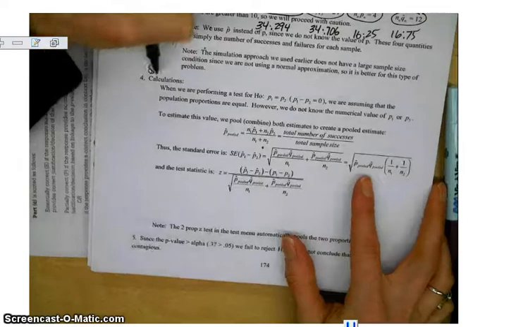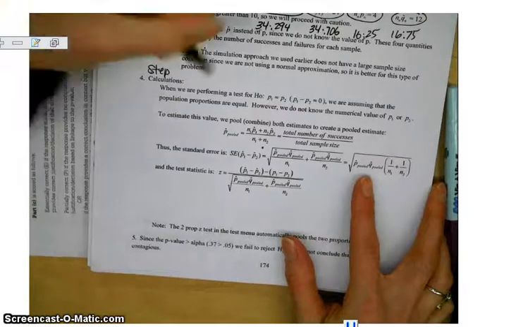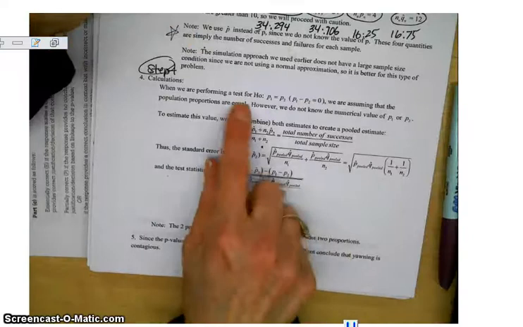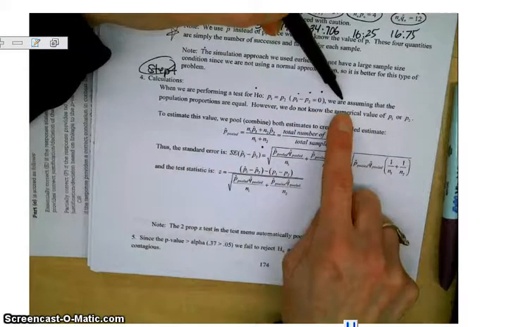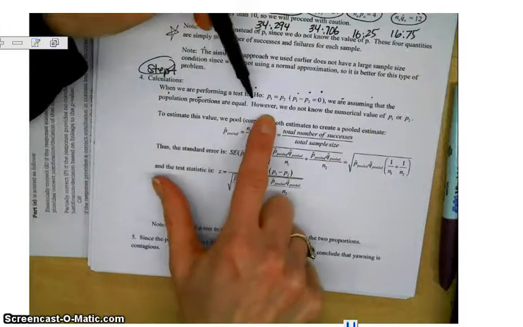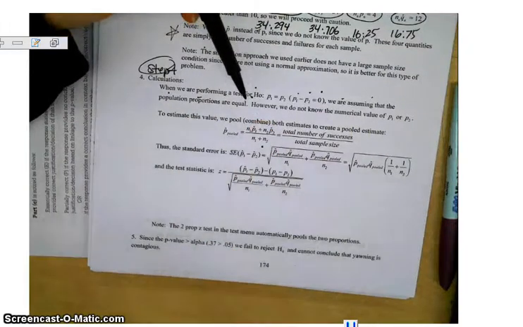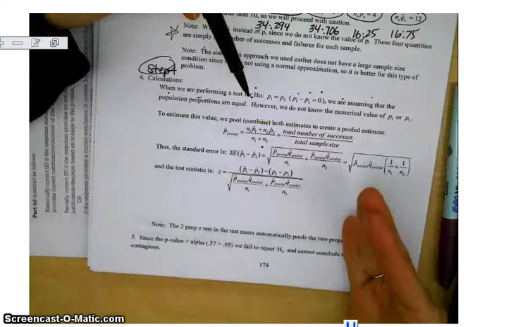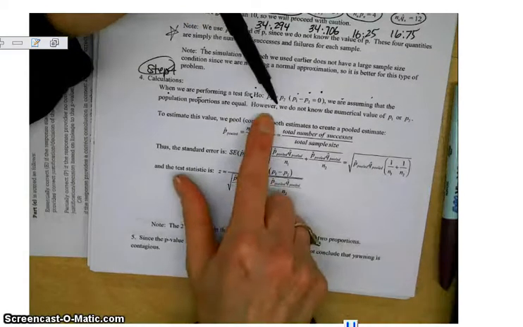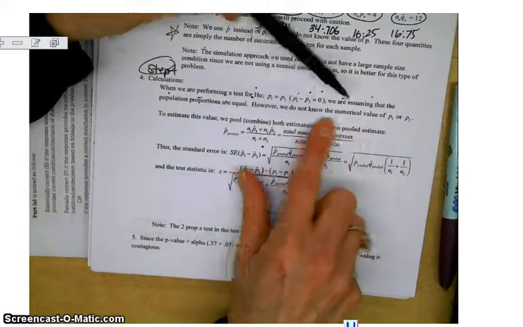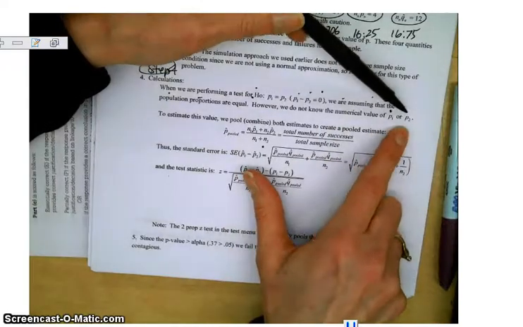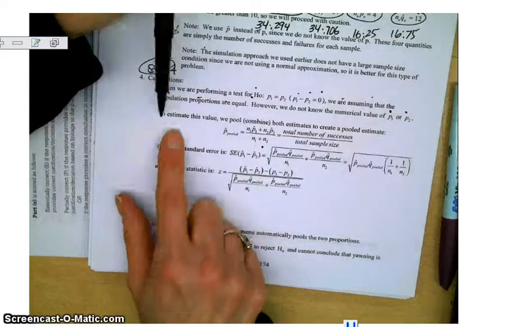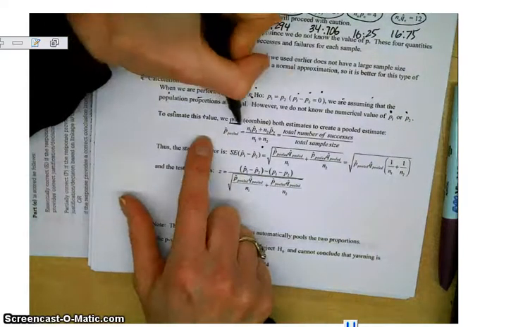So step 4 are calculations. When we're performing a test where the null is that the difference in proportions is 0, we are assuming that the population proportions are equal. So remember, our assumption is always that the null is true. So we're actually assuming the proportions are equal, but we don't know the numerical value of the true proportion for the yawn seed and the true proportion for the not yawn seed. So to estimate this value, we pool or combine both estimates and create a pooled estimate.